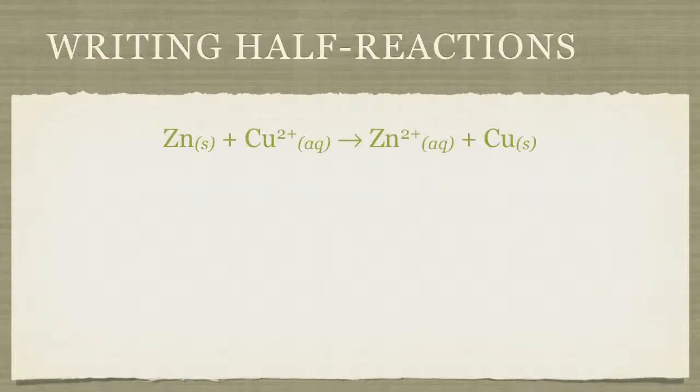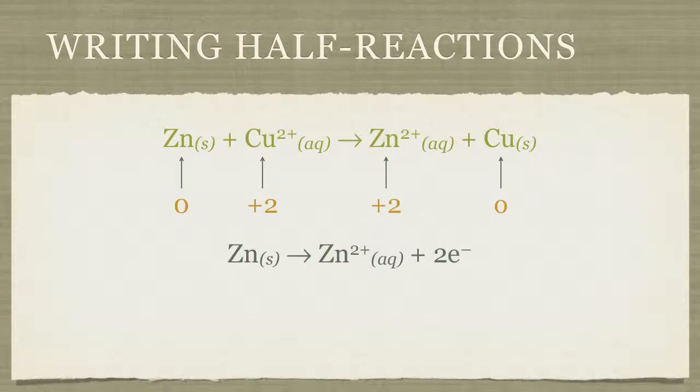Here's our example whole reaction, zinc reacting with copper. First, we need to write in our oxidation numbers for every atom in the equation. We can see that zinc is being oxidized because its oxidation number is increasing, meaning it's losing electrons, while copper is being reduced. It is gaining electrons.